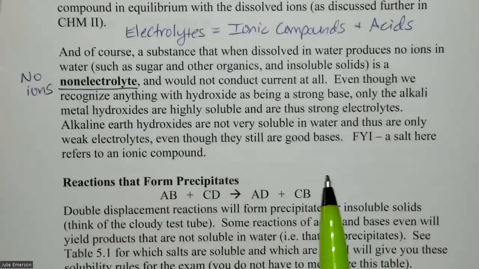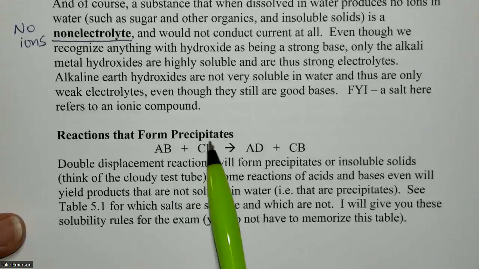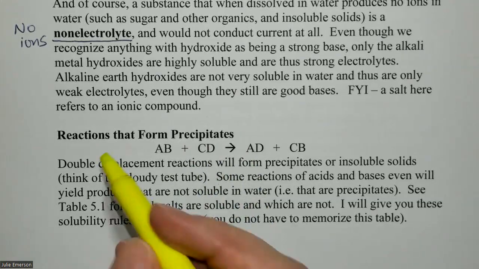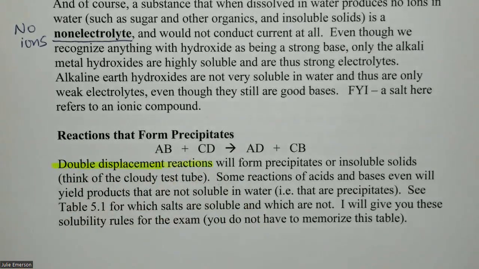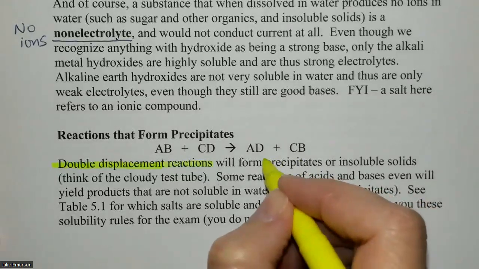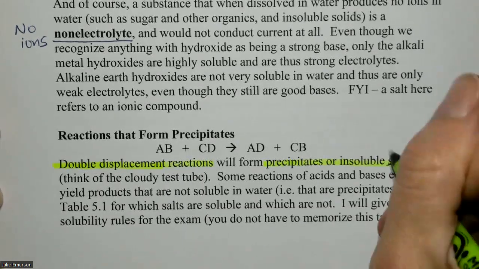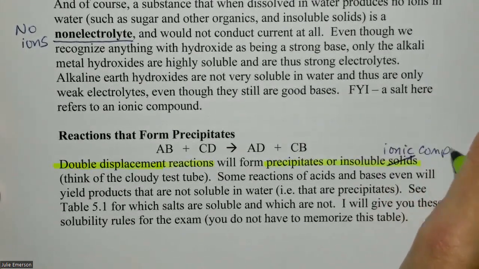Okay, so we're going to keep all this information in our brain when we get to the next section, where we look at reactions that form precipitates. These reactions are called double displacement reactions. We saw these in intro, so we're going to look at them again. The precipitate is an insoluble solid, but technically what I want you to think of, instead of solid, is an insoluble ionic compound.